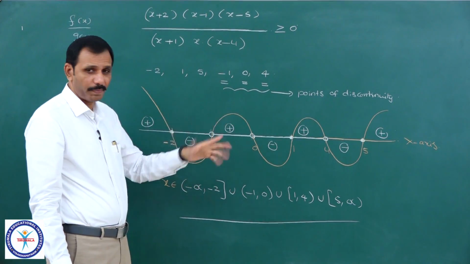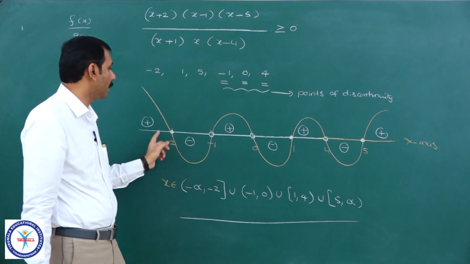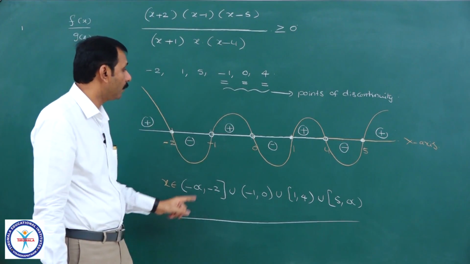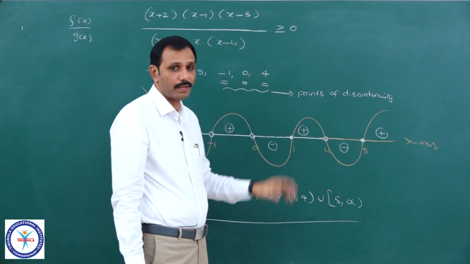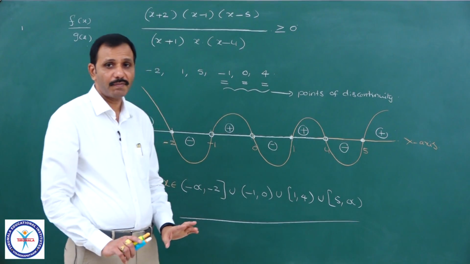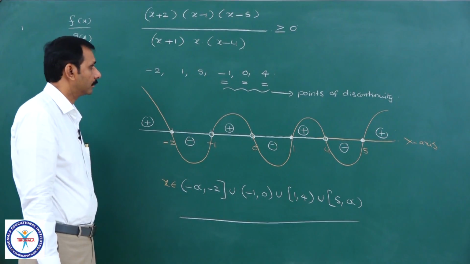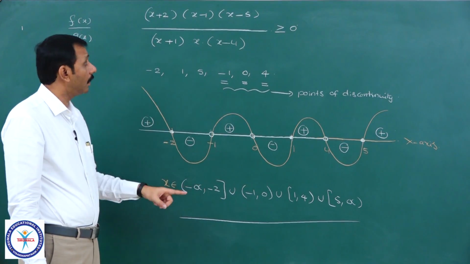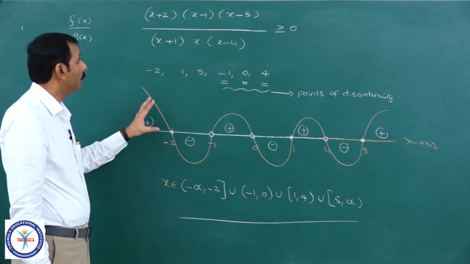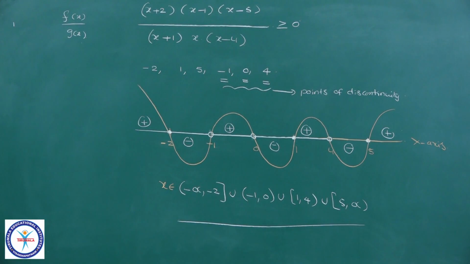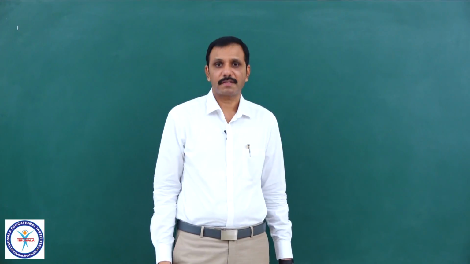Greater than 0 means no problem, because all are excluded, only these points. If equal to 0 is there, dark circles can be included and open circles can never be included. That is, these are the points of discontinuity, which should not be included in our solution. We will move to the next one. After explaining one more problem, I will give a generalization for this. We will move to the next problem.